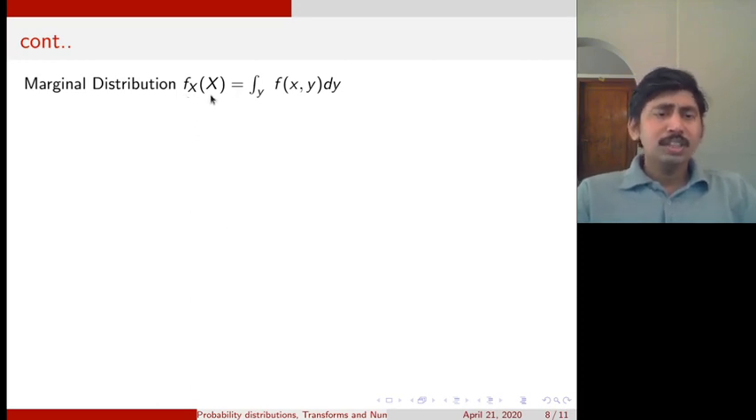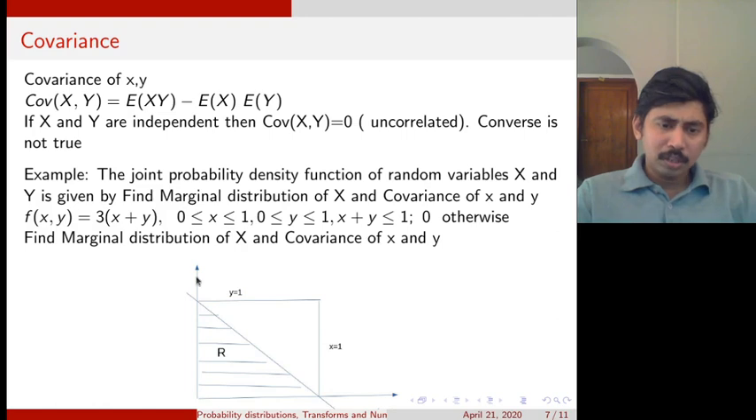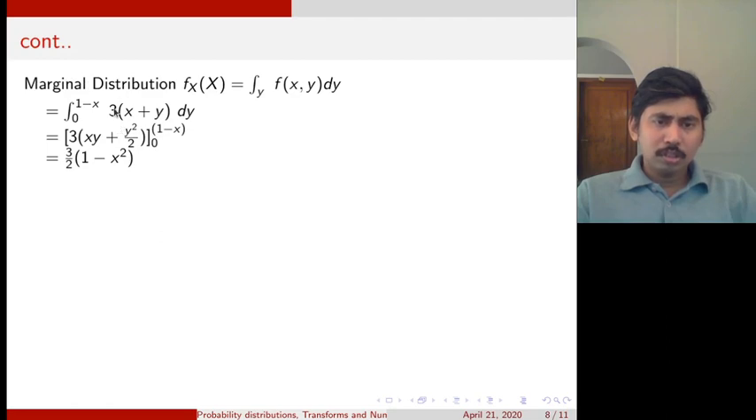Marginal distribution f x of x. Sometimes I use f1 of x also; that's just a notation. The limit of y is from 0 to 1 minus x, from this straight line, into the probability density function. So we are calculating the marginal of f of xy integrated over y. Then the integration of 3 into (x plus y) gives 3 times (xy plus y square by 2) from 0 to 1 minus x, which is 3 by 2 into (1 minus x) square.